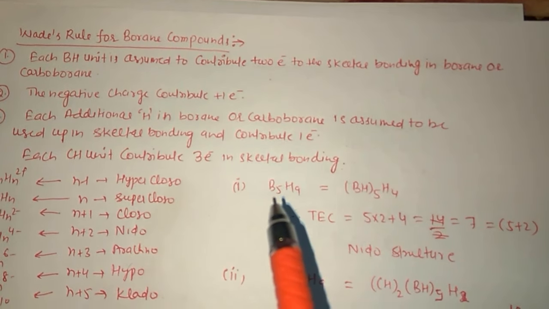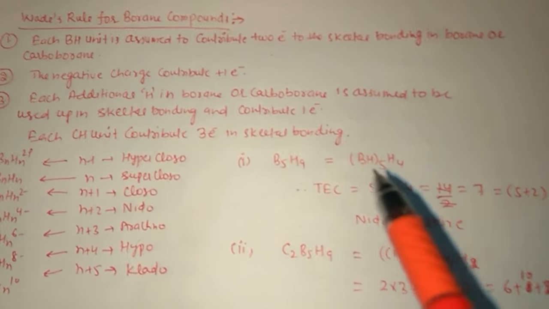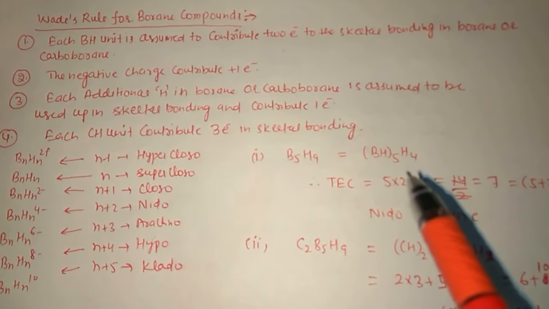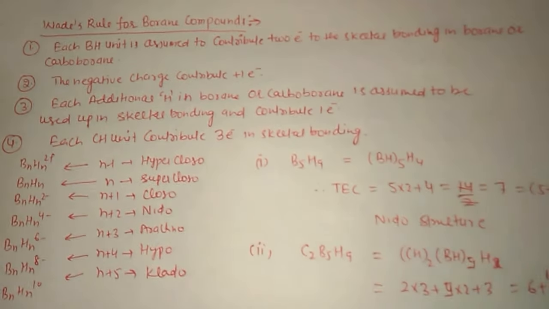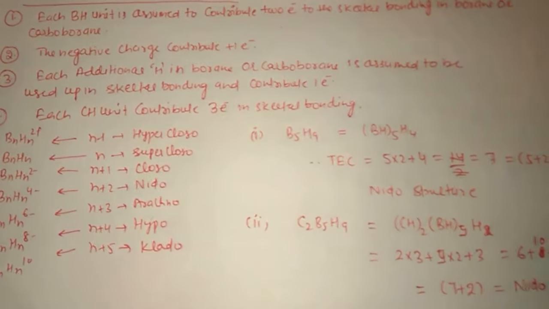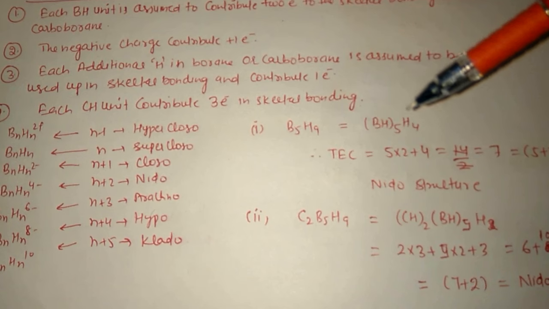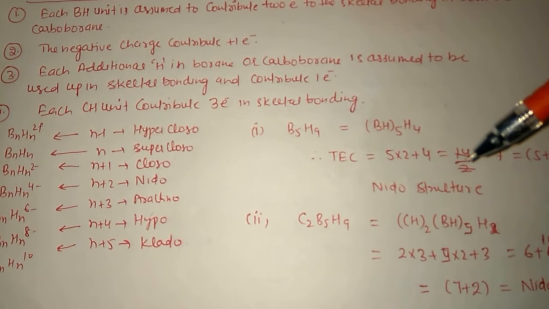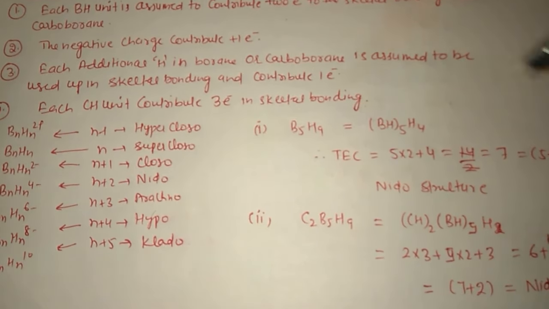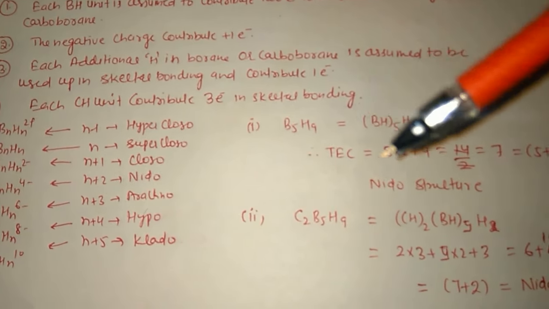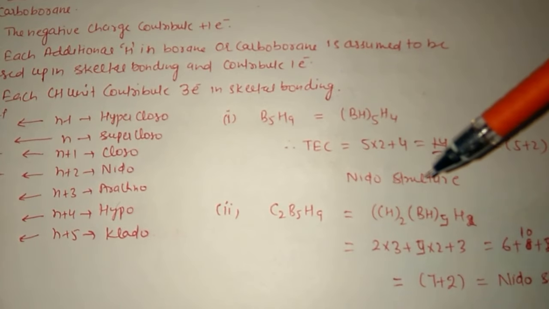For example, this is the compound B5H9, so this is BH5H4. In this compound the total electron count is: BH units are 5, so 5 into 2 plus the remaining hydrogen 4, that is 14, divided by 2, equals 7. Since BH units equal 5, it is n plus 2, that is 7. So corresponding to n plus 2 there is a nido structure.